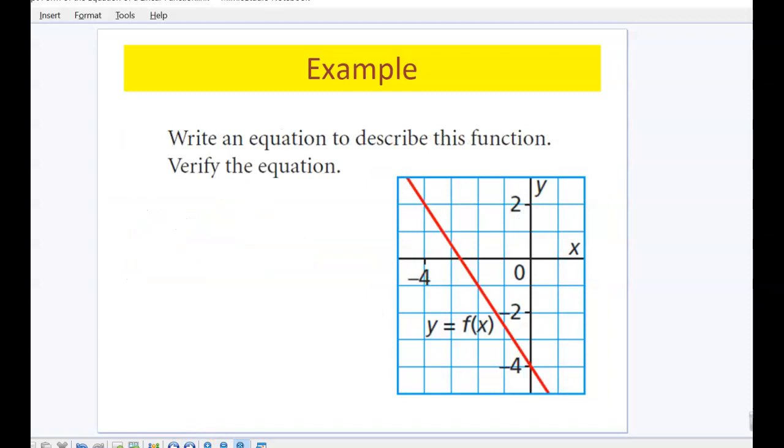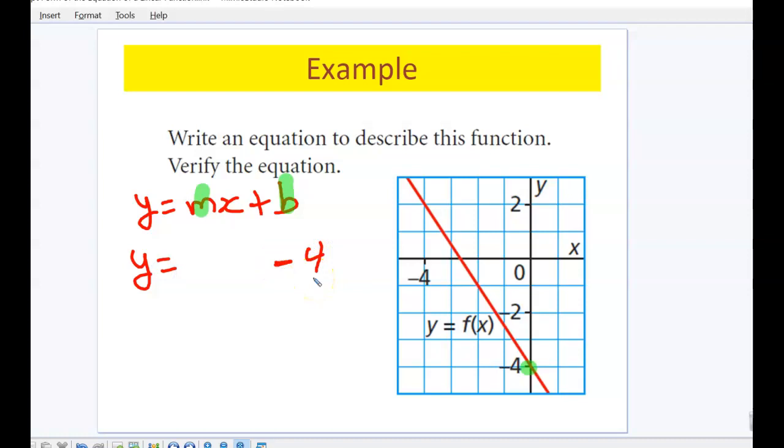Now we're given a graph and we want to find the equation off of the graph. So again, we are going to look at this formula. We need to find two things: we need the slope and the y-intercept. Well, the y-intercept is pretty easy to tell. It's right here. So that y-intercept is -4. So b is going to be -4.